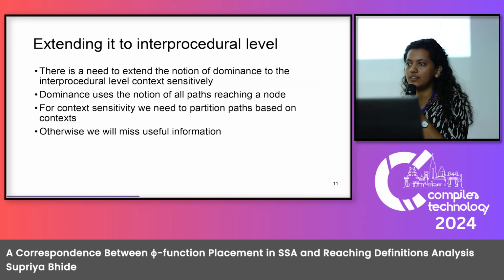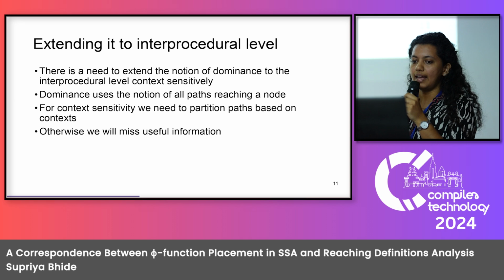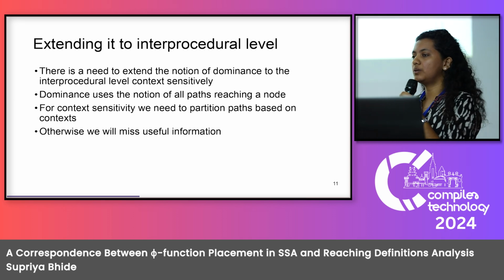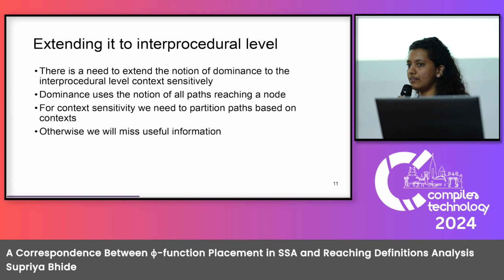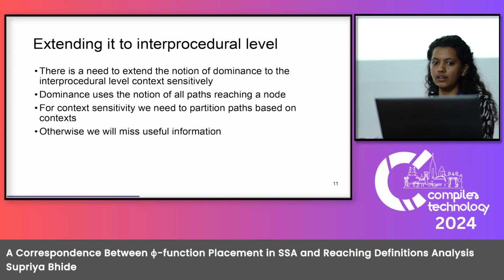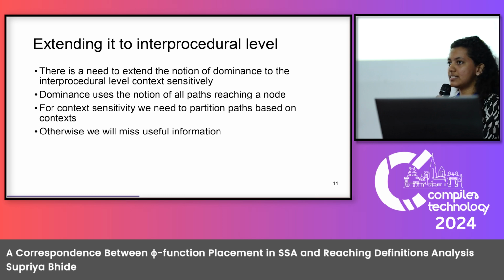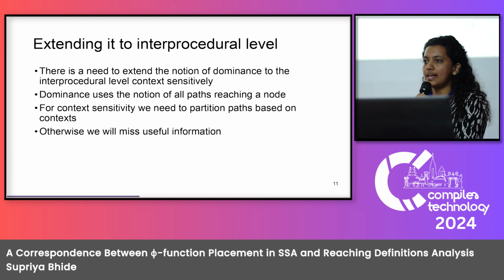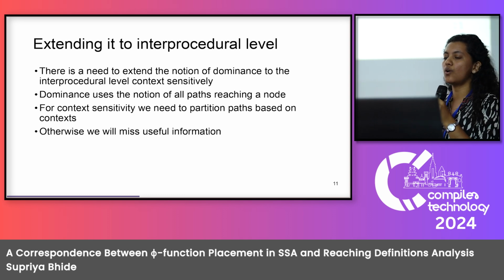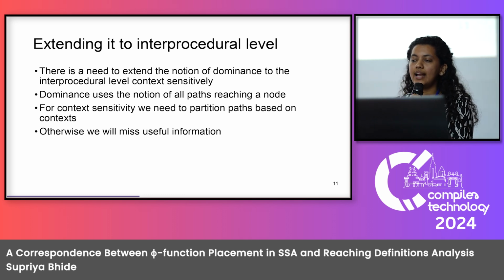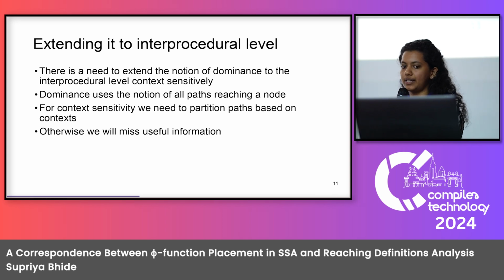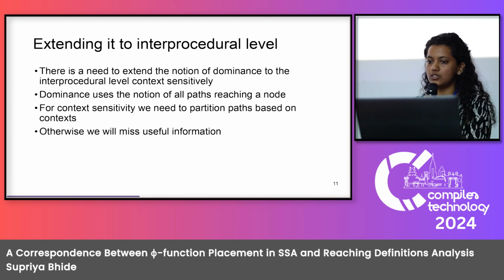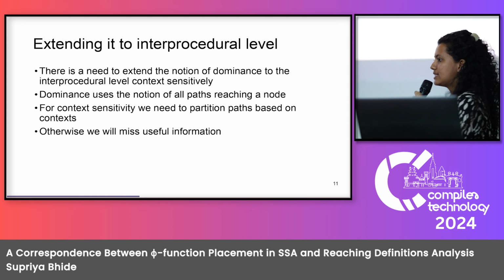Now that we looked at these concepts, in order to do phi function placement at the interprocedural level, we need to extend the notion of dominance to the interprocedural level. And this needs to be done context sensitively. As we saw, dominance uses the notion of all paths reaching a node. And for context sensitivity, we need to partition the paths based on their context. If we do not do that, we'll miss out on some useful information. We'll look at that in this example here.